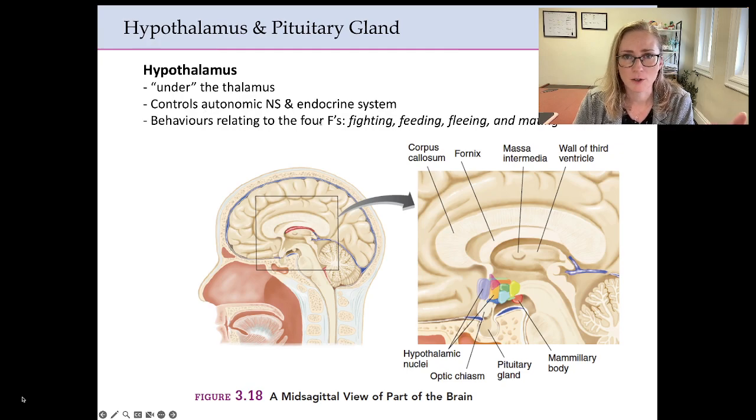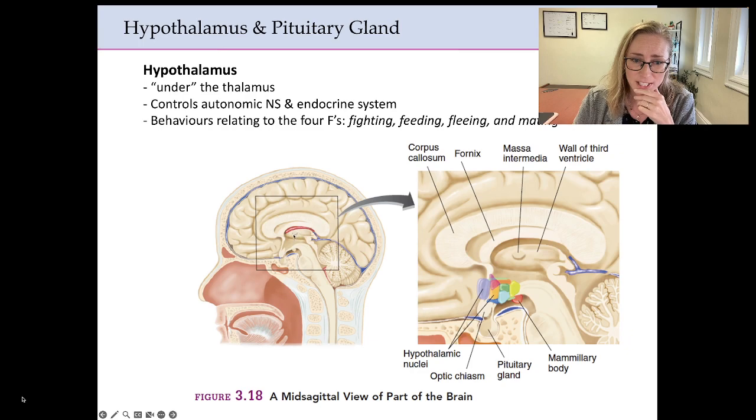And again, relating to the 4 Fs: feeding, fighting, fleeing, and mating. There's another word for mating that starts with F. If you have questions, you can ask me, but it's a crude way of saying mating. Okay, mating being, do I really need to explain that? I sometimes have people who don't know what that means. Just ask me if you don't know.